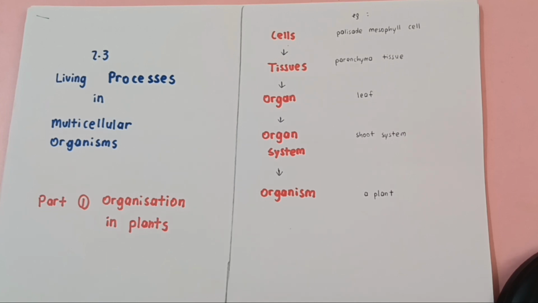An example of a cell is the palisade mesophyll cell, which is under parenchyma tissue, and parenchyma tissue will combine with another tissue to form a leaf. Then a leaf will combine with another organ in the plant to form a shoot system, and eventually a shoot system will combine with a root system to form a plant.